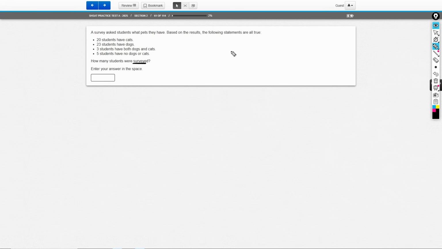The people that are going to get this wrong, they're going to say, oh, well, I'm just going to add up all the people to get the total number of people surveyed. And that is dead wrong, right? That is how you actually get this problem wrong. That's a trick. There's a trick to this, right?